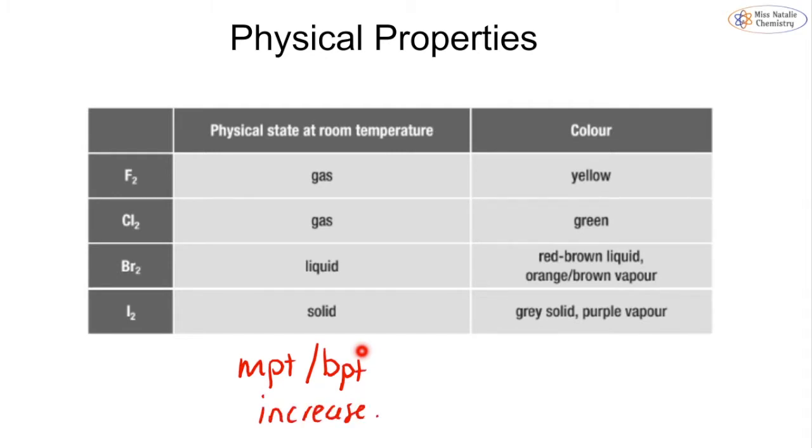When we look at colour, fluorine is a pale yellow colour. Chlorine is a pale green gas. When we get to bromine, the colour becomes a red-brown liquid, or if it is the vapour, it is an orange-brown colour. And iodine is a grey solid, but when it turns to vapour, the vapours are purple. So you can see that we are getting a trend of darker colours down the group.